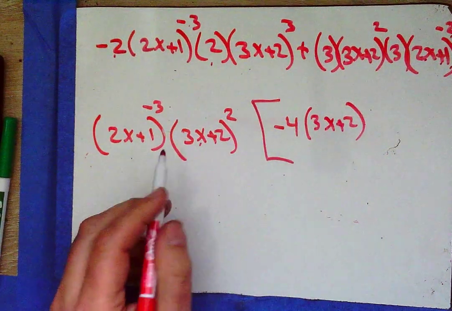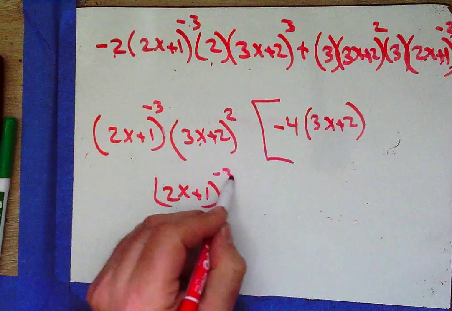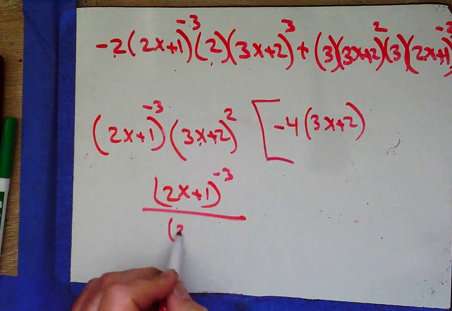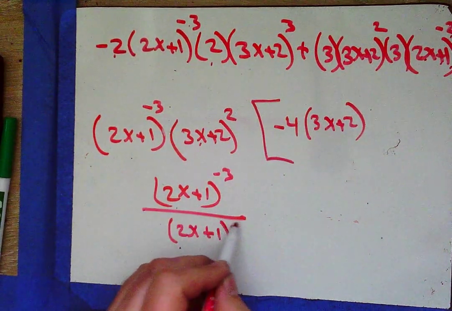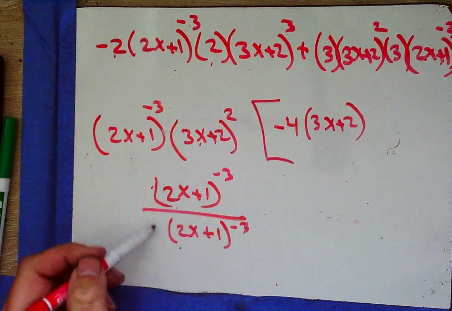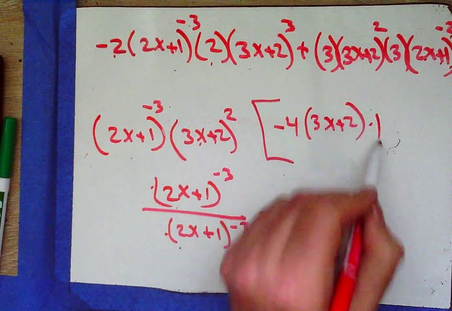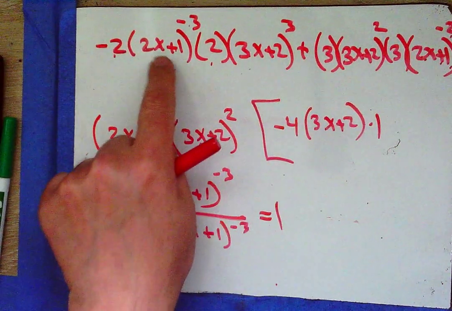Okay, so let's go back in time for a moment. 2x plus 1 to the negative 3, and I'm factoring or dividing by 2x plus 1 to the negative 3. Well, what's that going to equal? Thing over itself. That's 1. So this is times 1, right? Because that was this part.